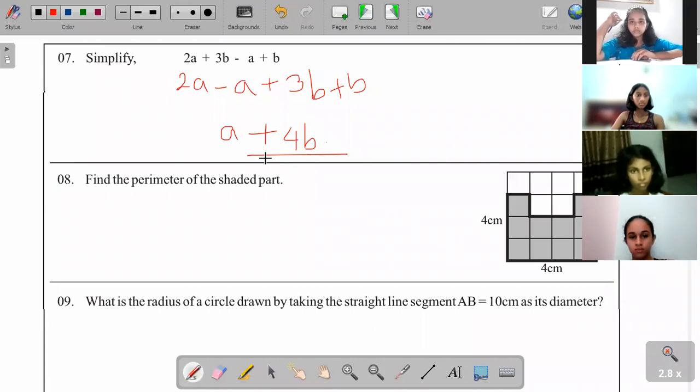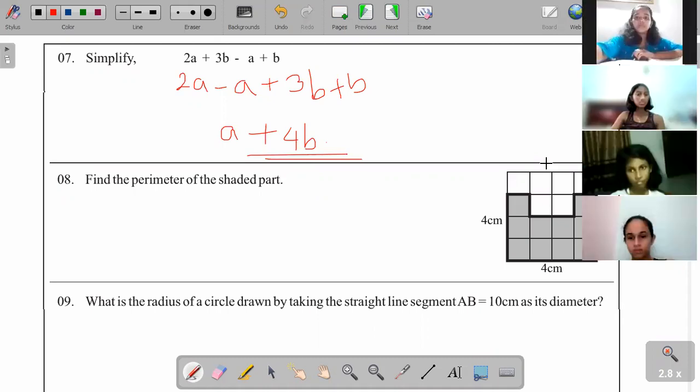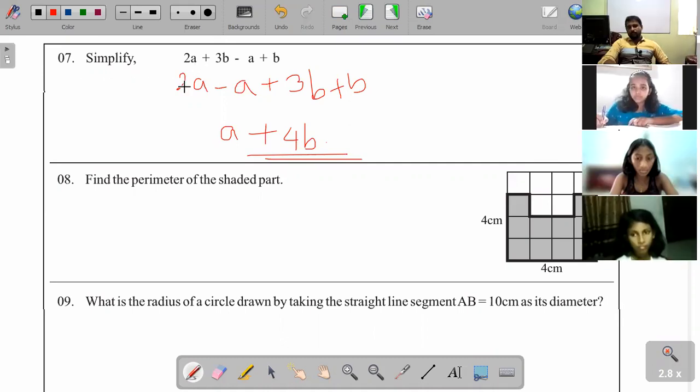So your answer should be a plus 4b. Are you clear? Okay. Quickly write down the question in your book. The 7th one. Write the answer.